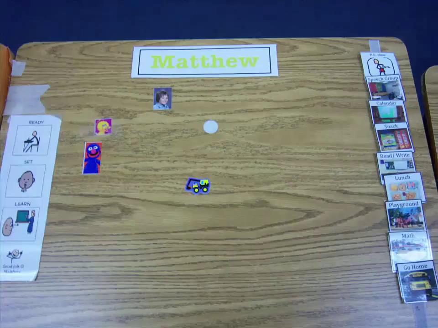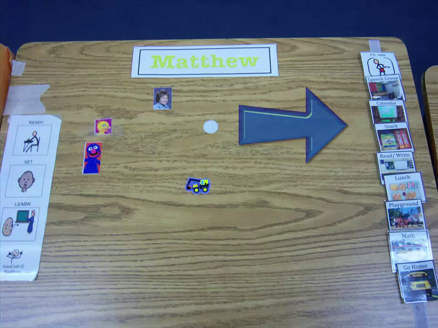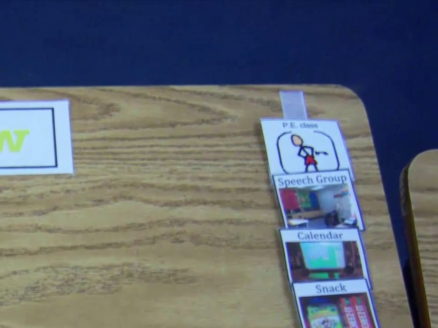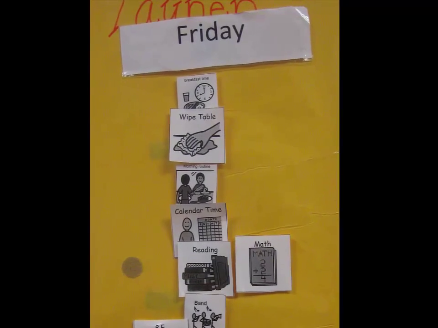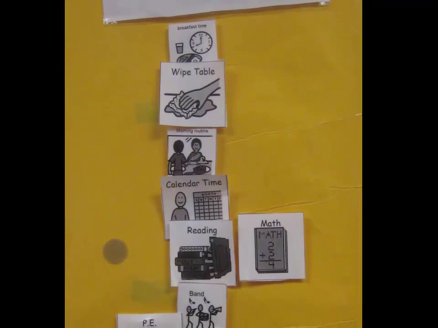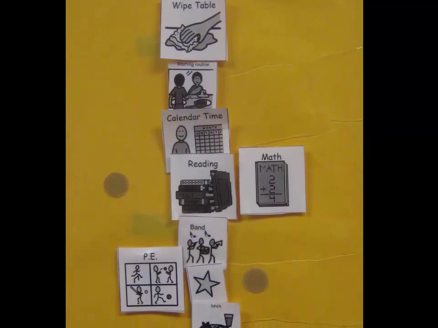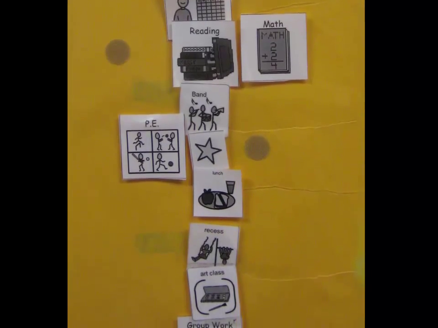Here is another example of a student's schedule that has been placed on his desk. On the left, you will notice icons, and on the right, you will notice a mix of icons and photographs depicting the student's schedule throughout the day. In this schedule, you will notice that it is an icon-based schedule. As you can see, this schedule maps out every activity for the student. The student knows exactly what to expect. This is an example of a very detailed schedule.